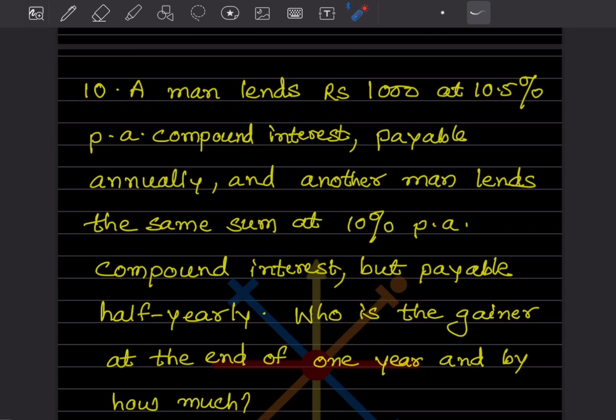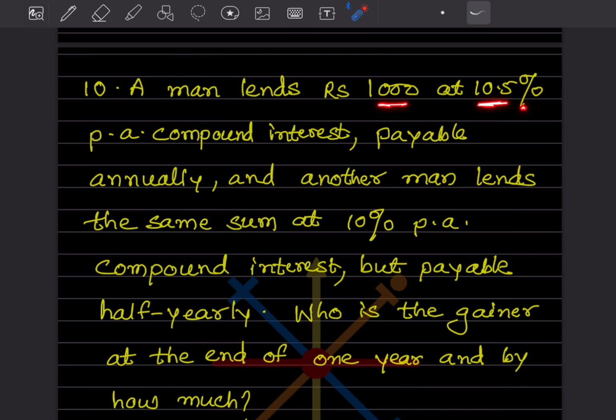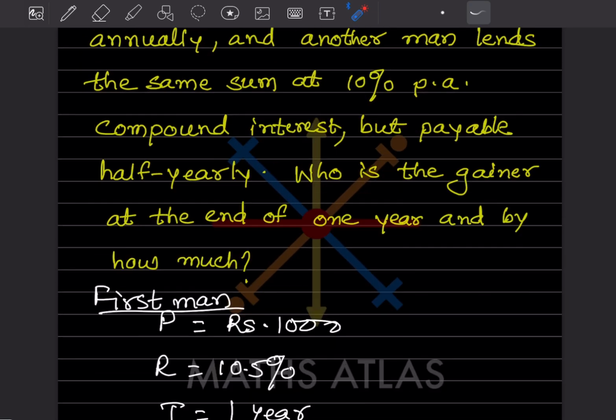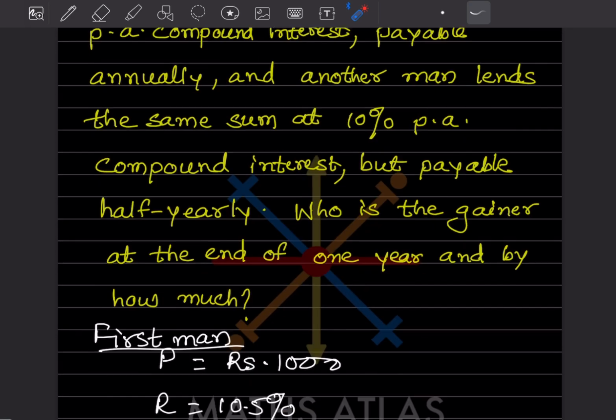A man lends rupees 1,000 at 10.5% per annum compound interest payable annually, and another man lends the same sum at 10% per annum compound interest but payable half yearly. Who is the gainer at the end of 1 year and by how much? So this is the first man we will see here. There are 2 men.